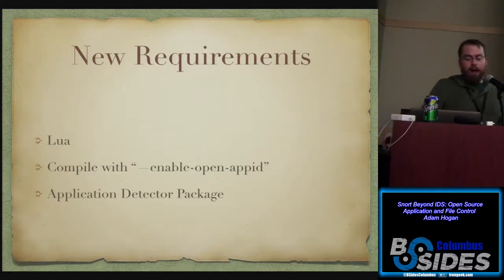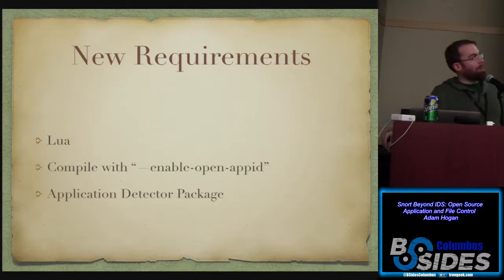You also need to compile, right when you do your configure option, you need to enable OpenAppID. So if you're already working with the latest Snort but didn't compile to do application control, you have to recompile. Right. So not a big step, just one other thing to take in the process when you download the newest source and compile it.